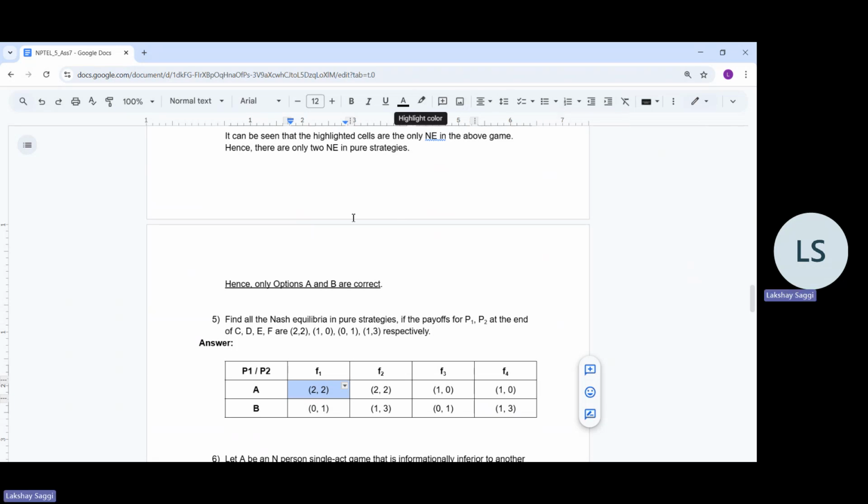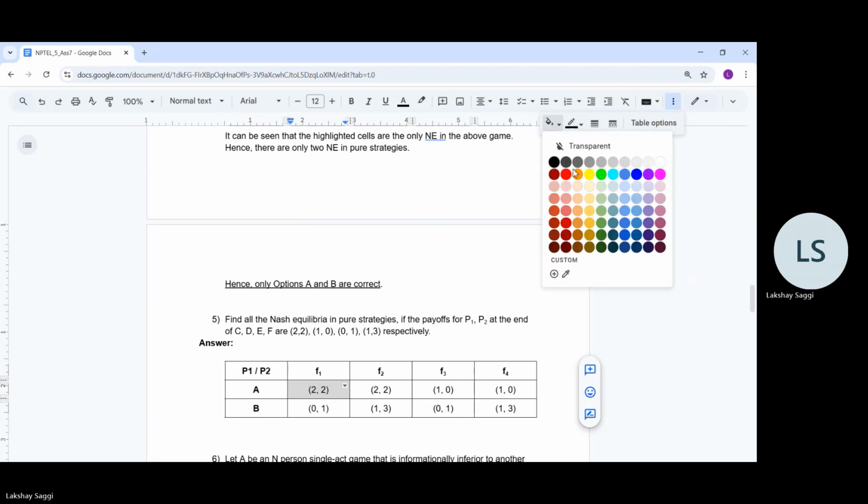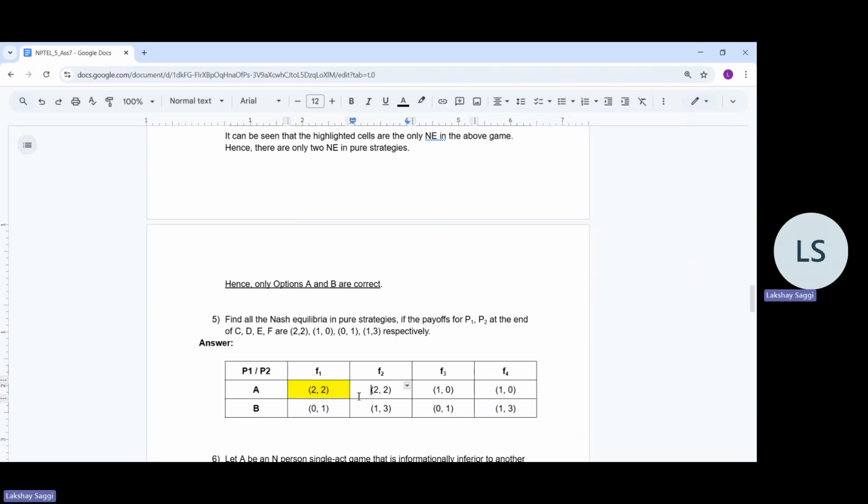Okay, where did we get the color from? Was it something like here? Yeah. Yes. So this will actually be a Nash equilibrium. And similarly, again, this 2 comma 2 will also be a Nash equilibrium because again, the column player and row player will not have any incentive to switch. So again, this will be a Nash equilibrium.